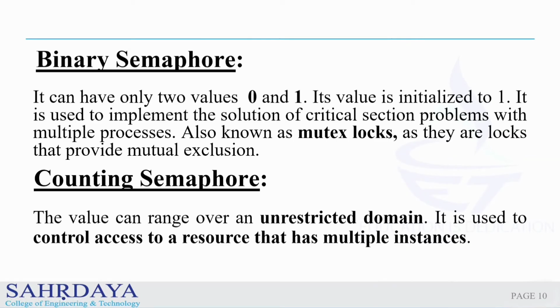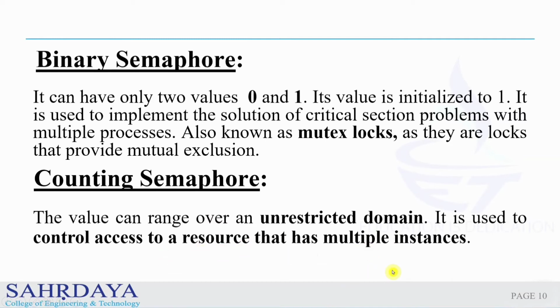Now let us look at counting semaphore. The value can range over an unrestricted domain. It can be used to control access to a resource that has multiple instances. So a counting semaphore can take up any value, and it is usually used in cases when the resources have multiple instances.